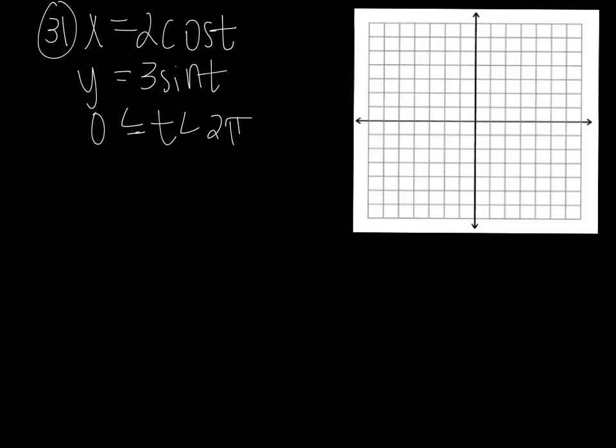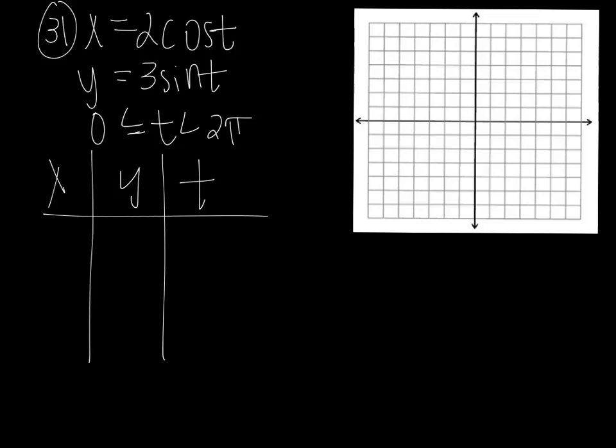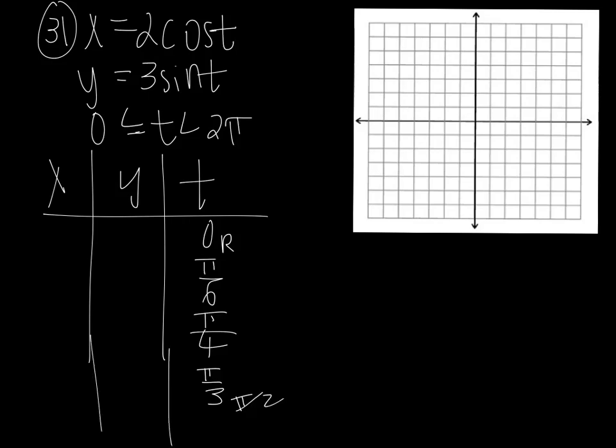So if you get this by now, obviously turn the video off, stop listening to me, but I'll take you through a couple more. So then, make your chart x, y, t. T is 0 radians, pi over 6, pi over 4, pi over 3, pi over 2, if we can fit that in.